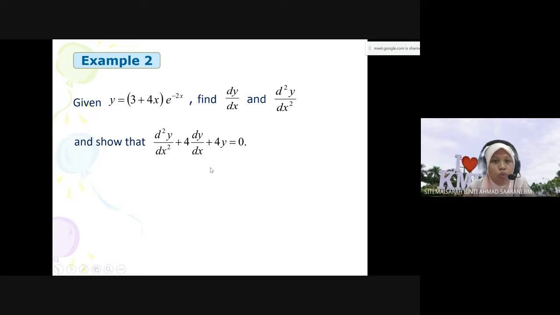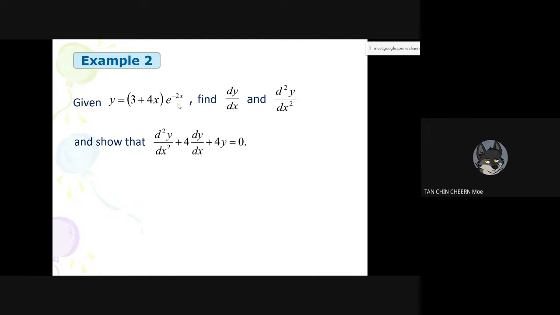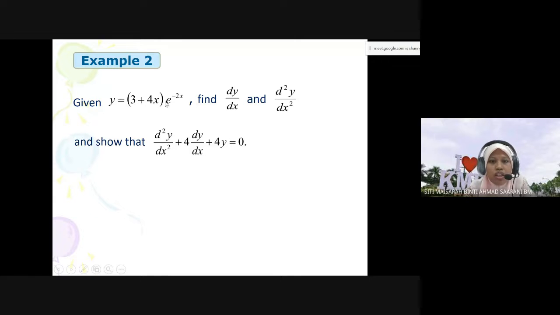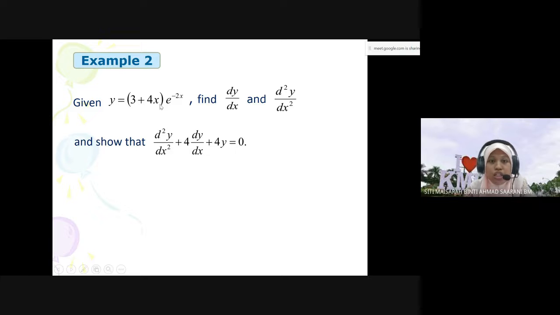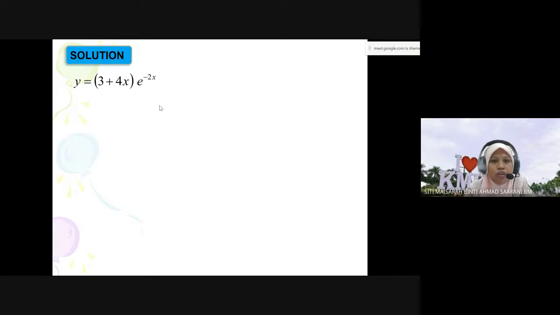If we look at this y, it is a combination between 3 plus 4x and e power negative 2x. 3 plus 4x we assume as a polynomial. E power negative 2x is what function? Exponential. So looking at this, the operation is a product rule. So for this case, we apply the product rule to get dy dx.